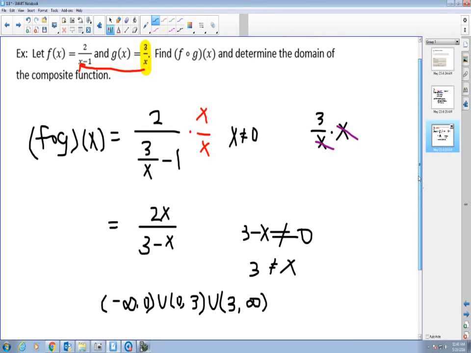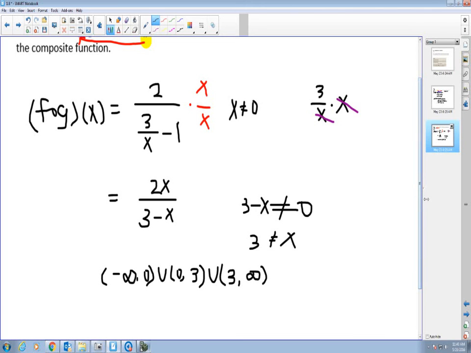Alright, so input one function into another function, composite function, composition of two functions. Alright, that will conclude this video. Thank you for watching.